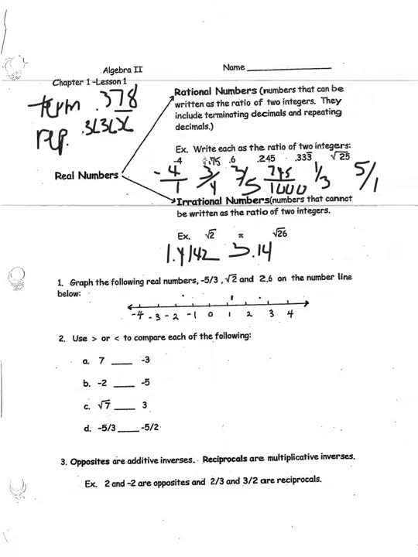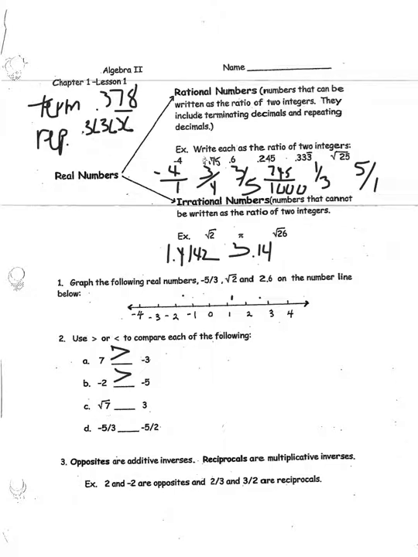Here we want to use greater than or less than to compare the following numbers. So we have 7 versus -3. We know that 7 is greater than -3. -2 and -5. -2 is greater than -5.